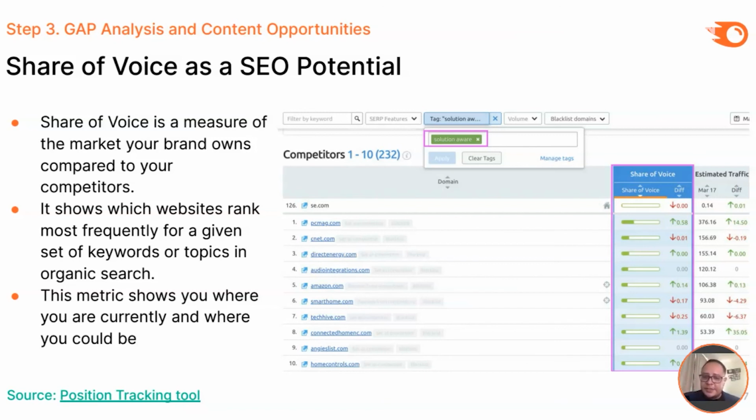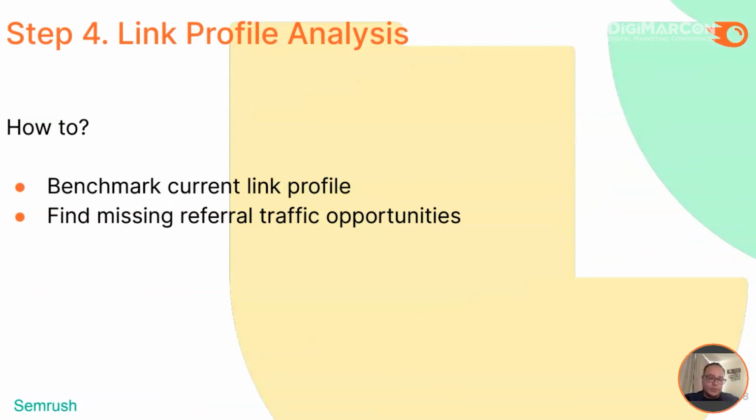So share of voice is a measure of the market your brand owns compared to your competitors. So how many times they're mentioning your brand in terms of search traffic. Also, it shows which websites rank most frequently for a given set of keywords, for a set of top topics or of keywords, right? And this metric is really important because it's going to be showing you where you are exactly positioning. This is going to be the potential growth that you have.